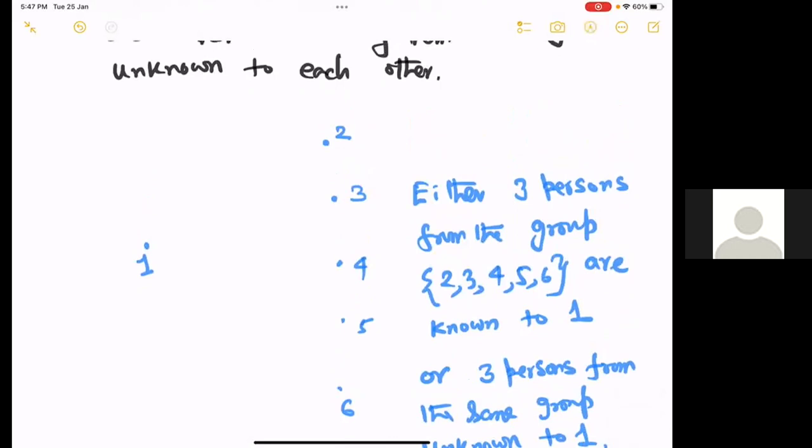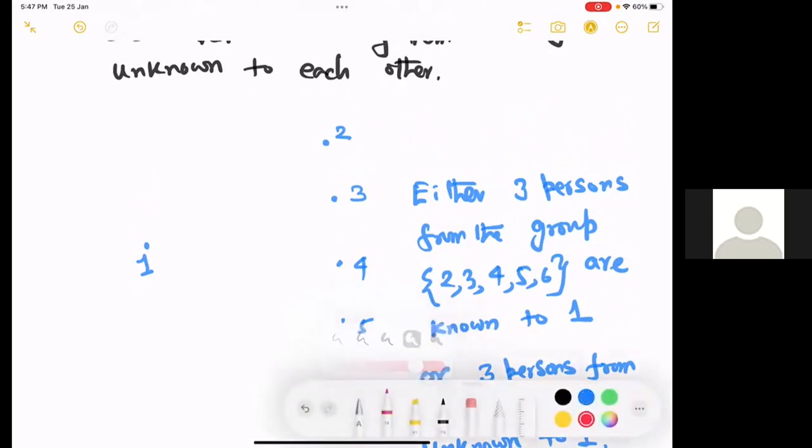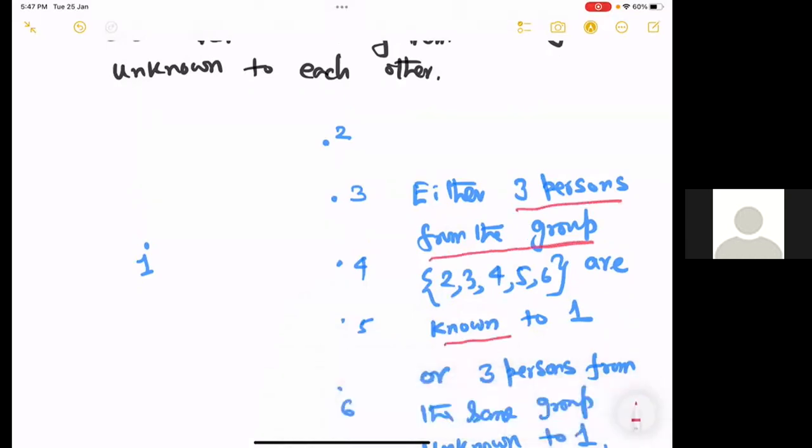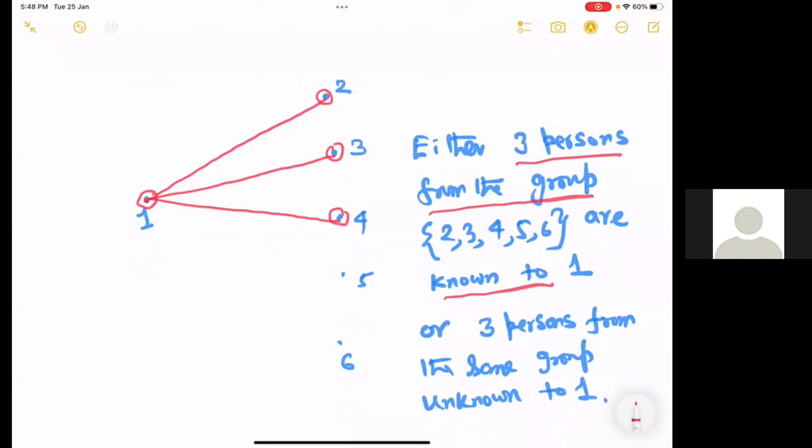Okay, so let's try to use this information. Suppose the first case is true. 3 persons from the group are known to 1. So maybe I just mark them 2, 3, 4. They are friends of that person 1. To indicate that they are friends, I just connect them. I put an H, an H, an H. So the H means 1 knows 2, 1 knows 3, and 1 knows 4, right?